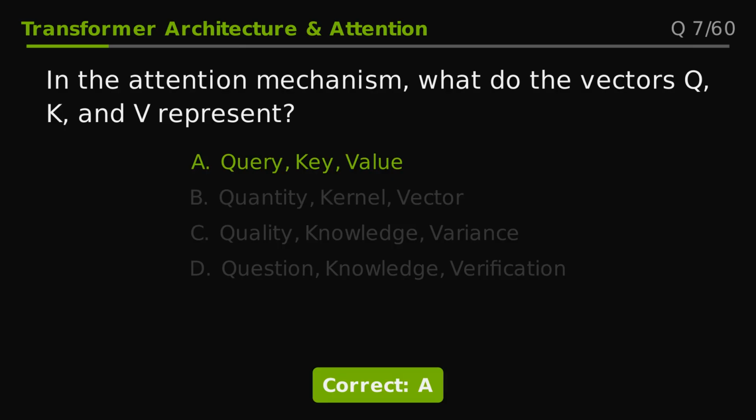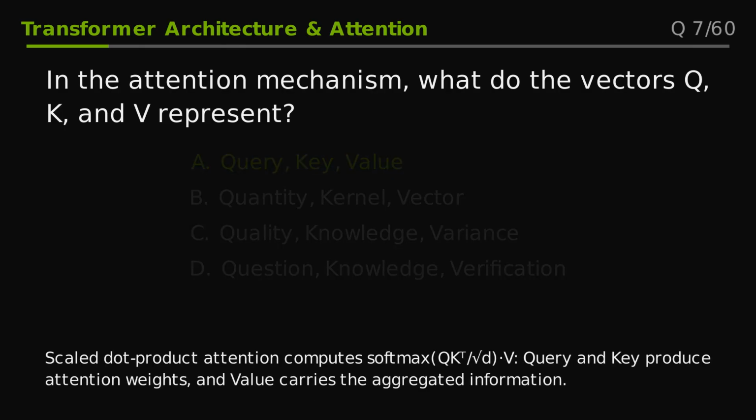The correct answer is B. Scaled dot product attention computes softmax of QK transpose divided by the square root of d k. Q and K produce attention weights, and V carries the aggregated information.